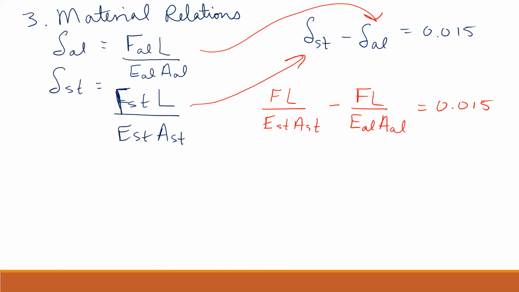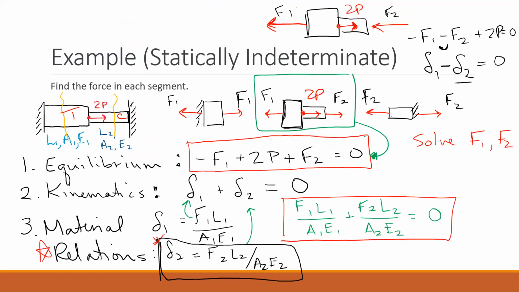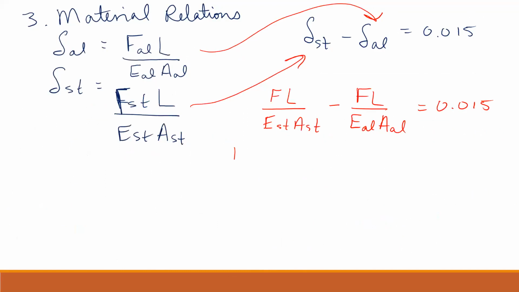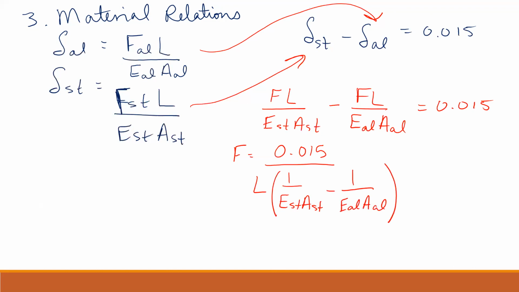And the question was asking us to find the tension in the bolt. In this case, it's going to be the same as the compression in the sleeve. So we solve for F, which is 0.015 divided by L, times 1 over E steel A steel, minus 1 over E aluminum A aluminum.